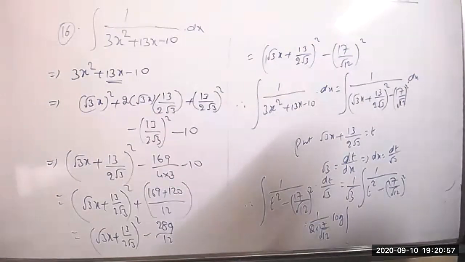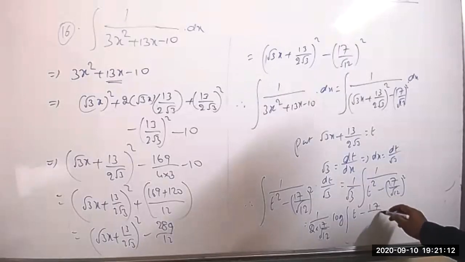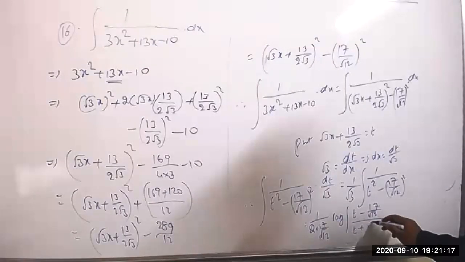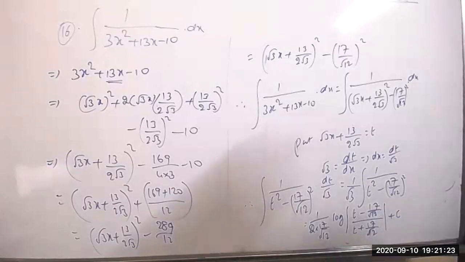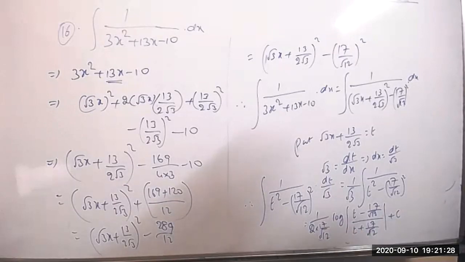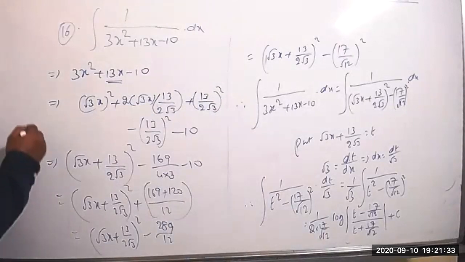Log modulus of... what is the formula? Log modulus of x minus a by x plus a. What is the x value? So t minus 17 by root 12 whole by t plus 17 by root 12, plus c. Now you can multiply: 2 times 17 is 34. Taking the reciprocal, we get root 12 by 34. I'm writing it here now.